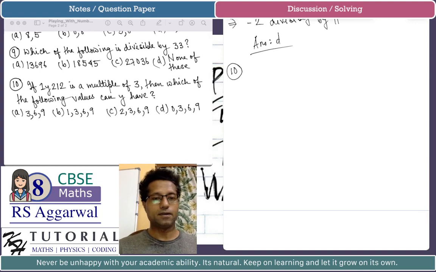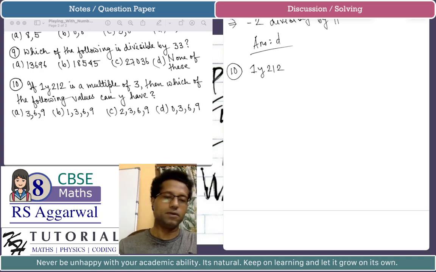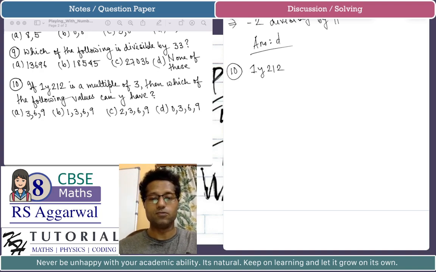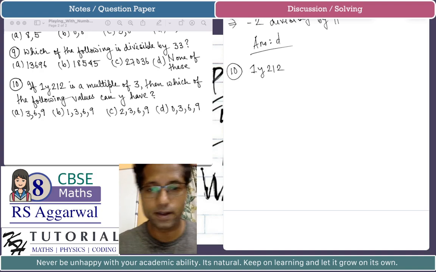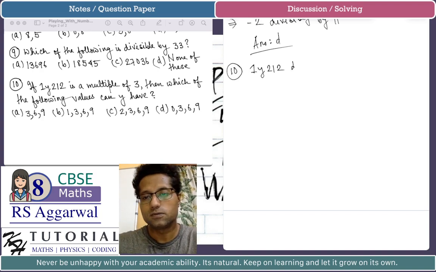It is given that a number 1y212 is a multiple of 3. Being a multiple of 3 means the number is divisible by 3. Then which of the following values can y have? We have to find the possible values of y such that this number is divisible by 3.